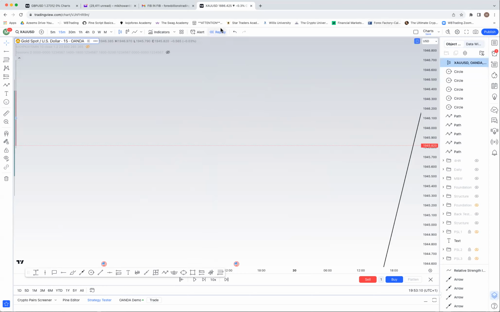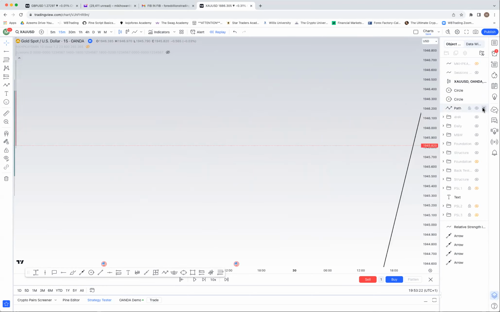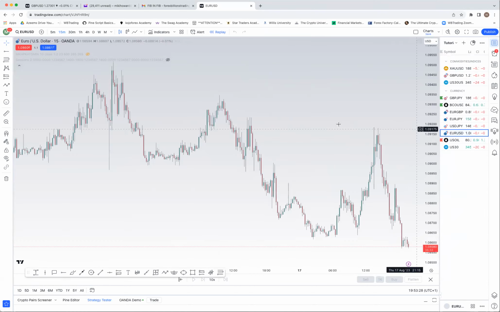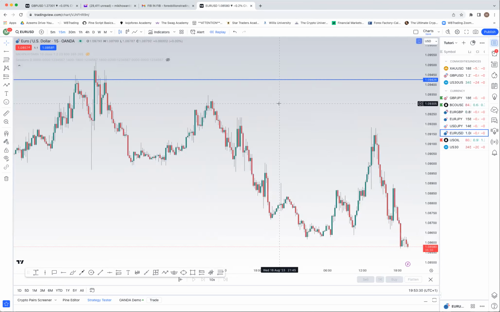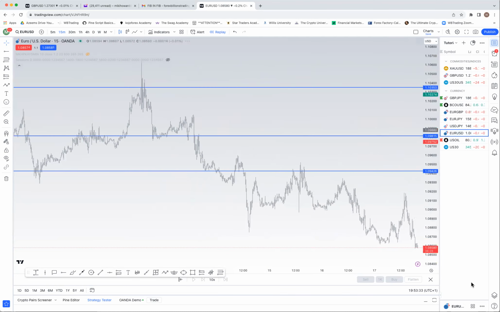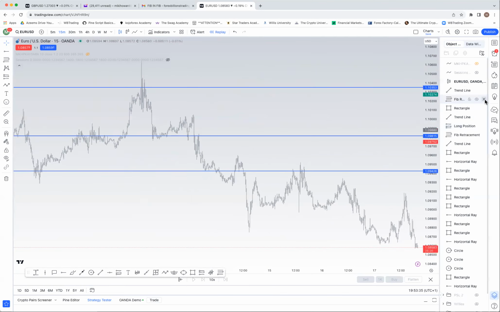I want Euro USD, please. Okay, 1 minute. Euro USD, let me tidy up. That's my charts. Okay, boom, boom, and then boom. So tutorials, Euro USD. Okay. So Euro USD, let me tidy up the charts.